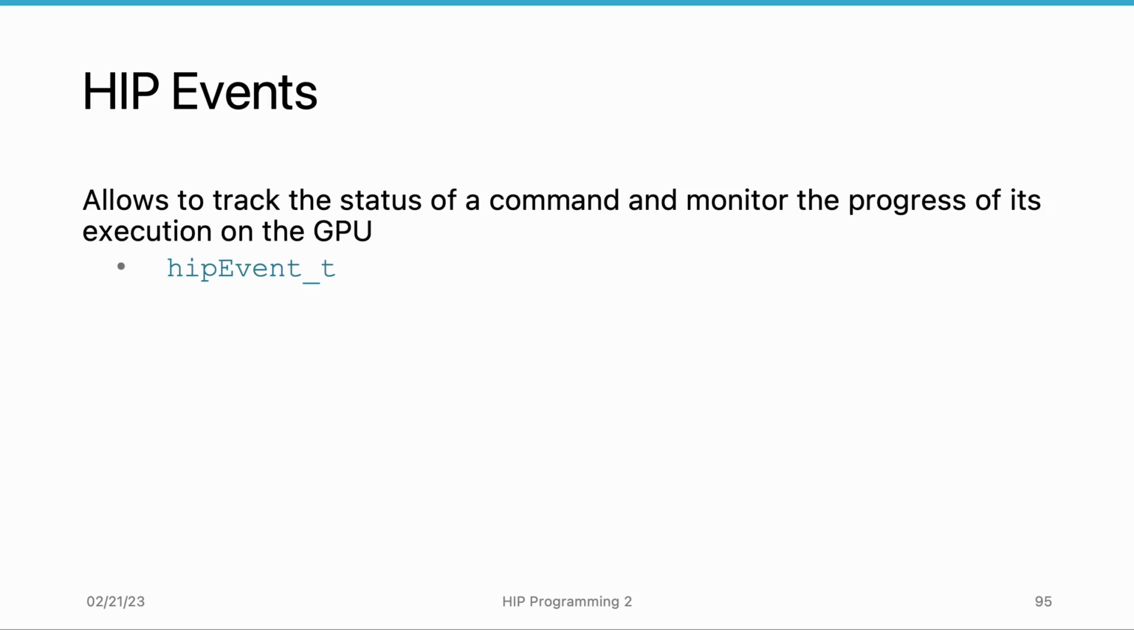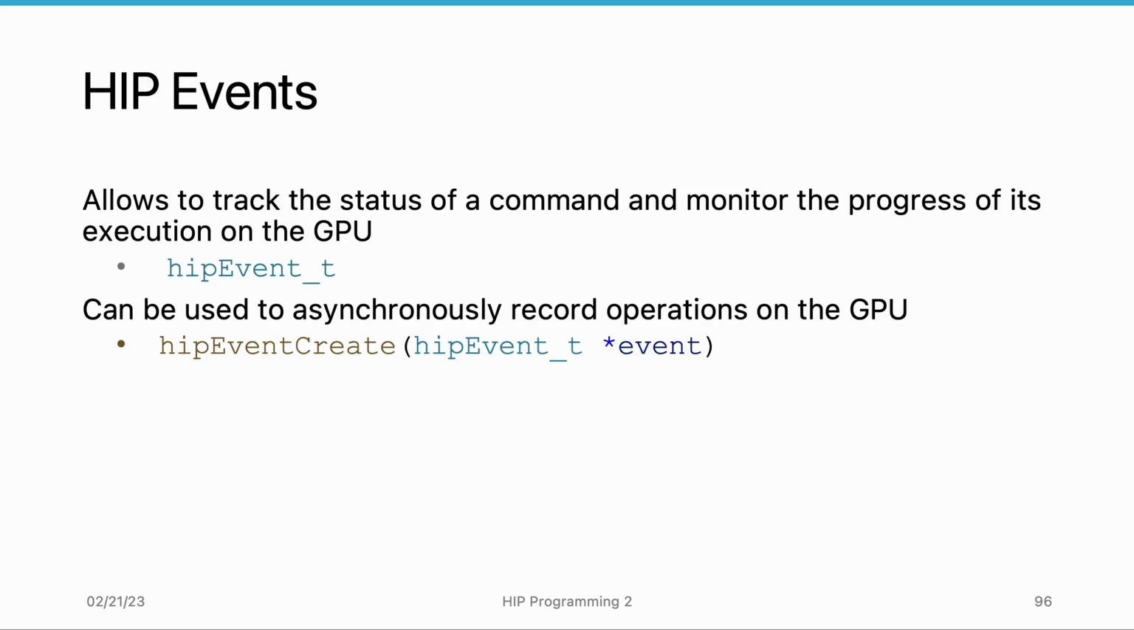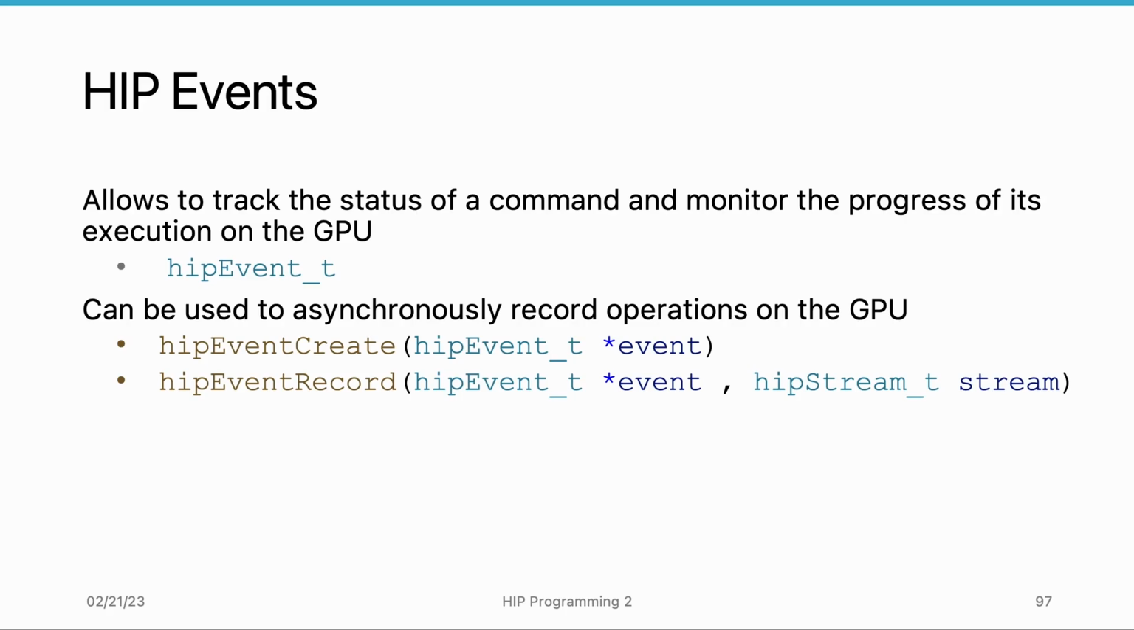Heap events are one of the key features in heap that provide a mechanism for tracking the status of operations and monitoring the progress of their execution on the GPU. And heap event_t is a type used in heap programming to represent events. Heap events are used as a way to asynchronously record operations on the GPU. An event is created by calling the heap event create function. And then it can be used to record the start and end times of different operations such as data transfer or kernel execution, calling the heap event record function.